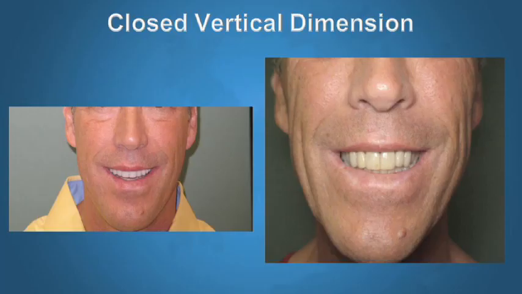So we often may choose to open the vertical dimension in cases like this, but then of course sometimes closing the vertical dimension may be the preferred choice. In this particular case, this patient had an open vertical dimension, and thus his teeth were huge, and he didn't like the appearance of those teeth. So in his case, we chose to close the vertical dimension by shortening the anterior teeth, and of course we have to do the same thing for the posterior teeth, and all of that was done with adhesive dentistry.